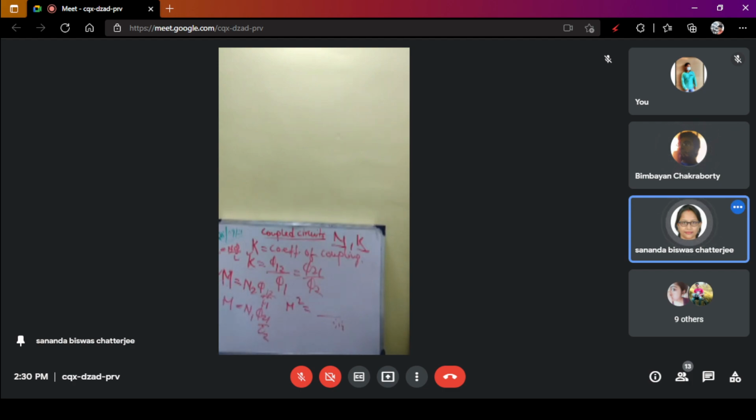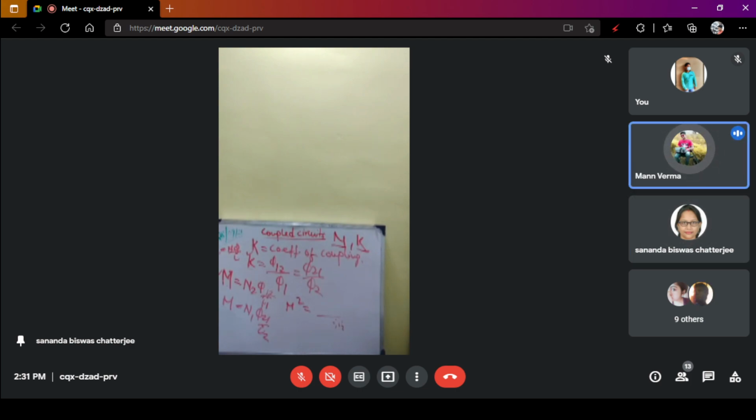After multiplying the equations, M square equals N1 phi 21 into N2 phi 12 by I1 I2, right? Then what is the next step? We will replace phi 21 by k phi 1 and phi 12 by k phi 2. Very good. Then k square N1 phi 1 divided by I1 into N2 phi 2 divided by I2. And we know that L is equal to N phi by I, so k square L1 L2, which is equal to root L1 L2. Very good.